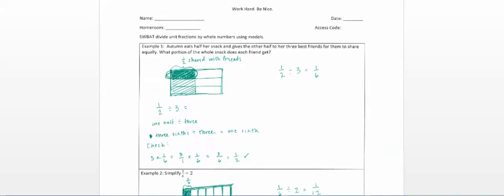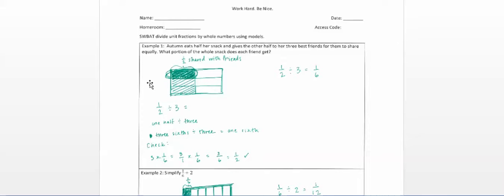Let's look at example 1. Autumn eats half of her snack and gives the other half to her 3 best friends for them to share equally. What portion of the whole snack does each friend get? So we start by drawing our whole and shading in 1/2. So we shade this in. And then we label this 1/2 shared with friends. She's sharing this 1/2 with 3 friends. So we're going to now split our whole into 3 sections horizontally.